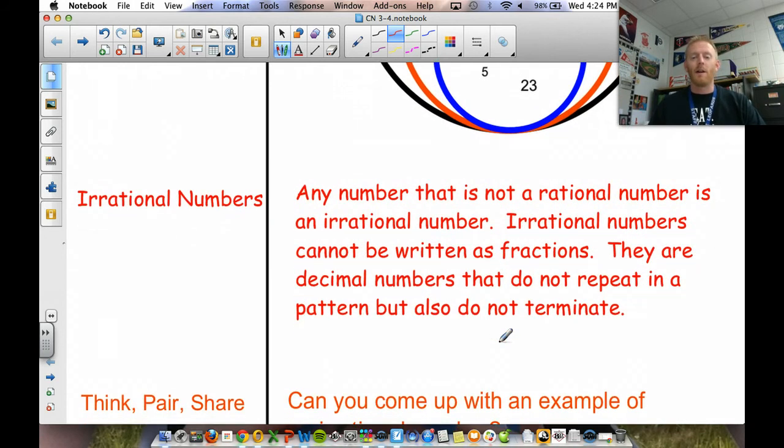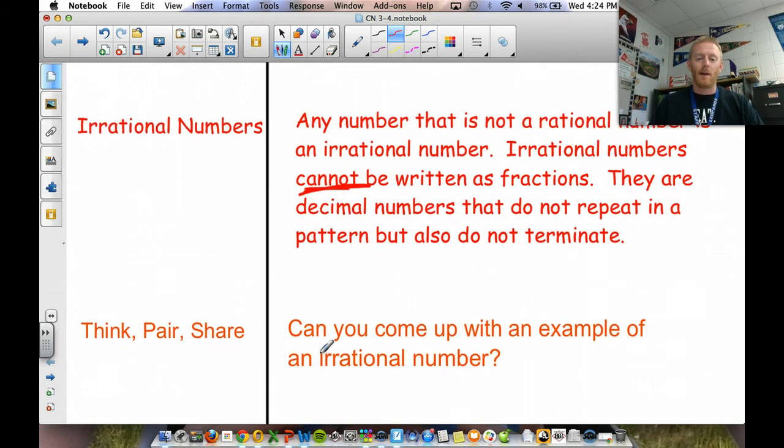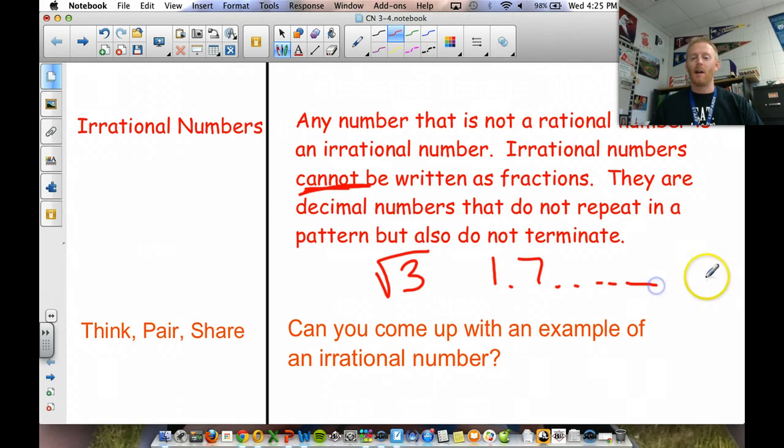Irrational numbers are any number that you cannot write as a fraction. So they cannot be written as a fraction. They are decimal numbers that do not repeat in a pattern, but they also never terminate. So an example of this, as I'm asking you to do this with a partner, but an example of an irrational number is like the square root of 3. The last couple of days we've been talking about things with perfect squares. The square root of 3 isn't nice. It's like a 1 point something something something. Maybe it's like a 1.7. And it goes on and on.